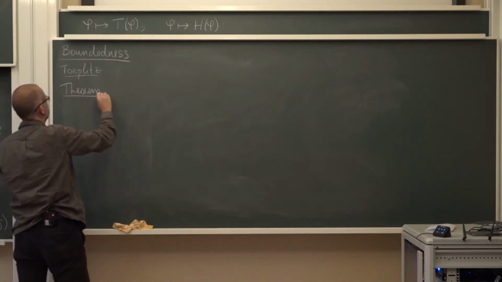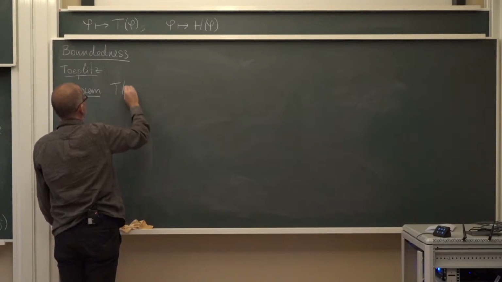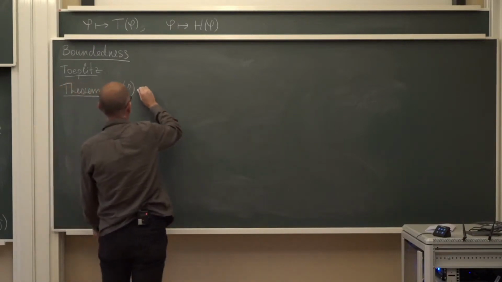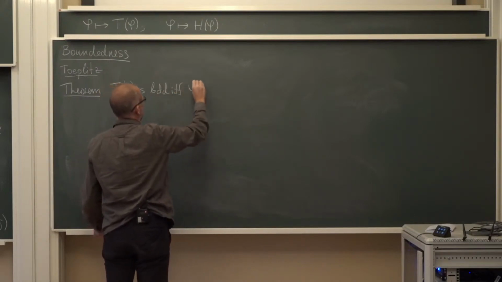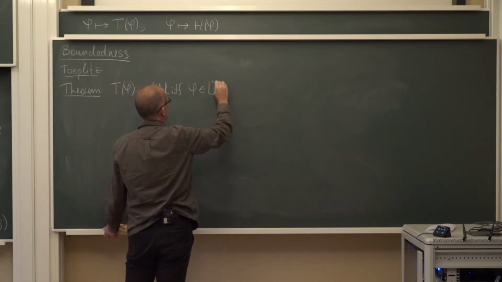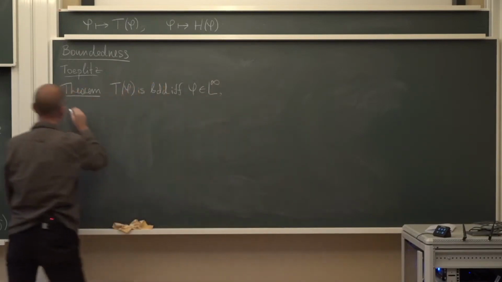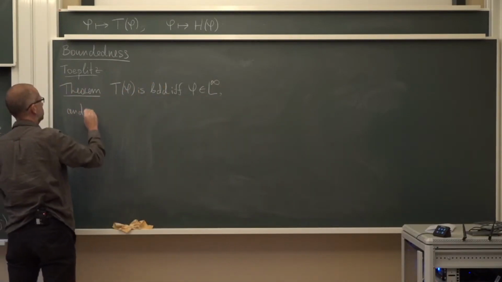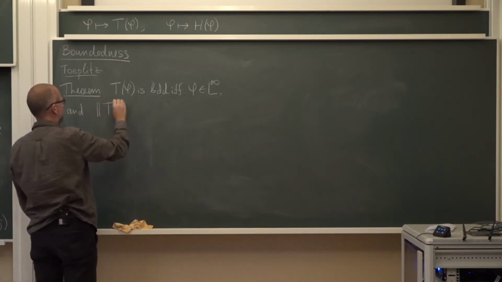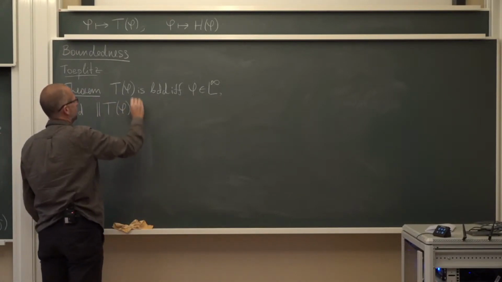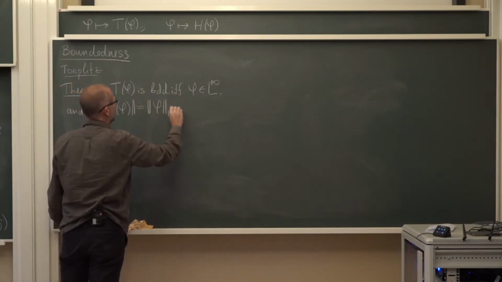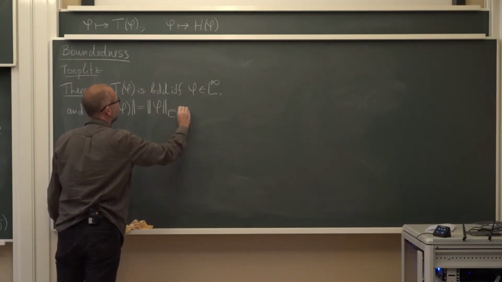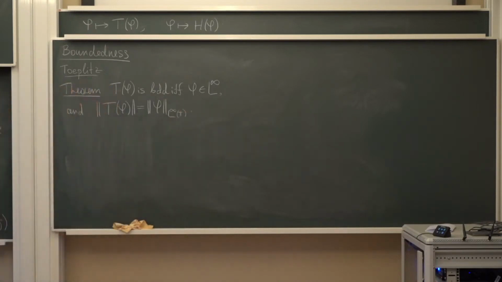Theorem. The Toeplitz operator is bounded if and only if the symbol is bounded, and the operator norm of the Toeplitz operator is exactly the L infinity norm of its symbol.